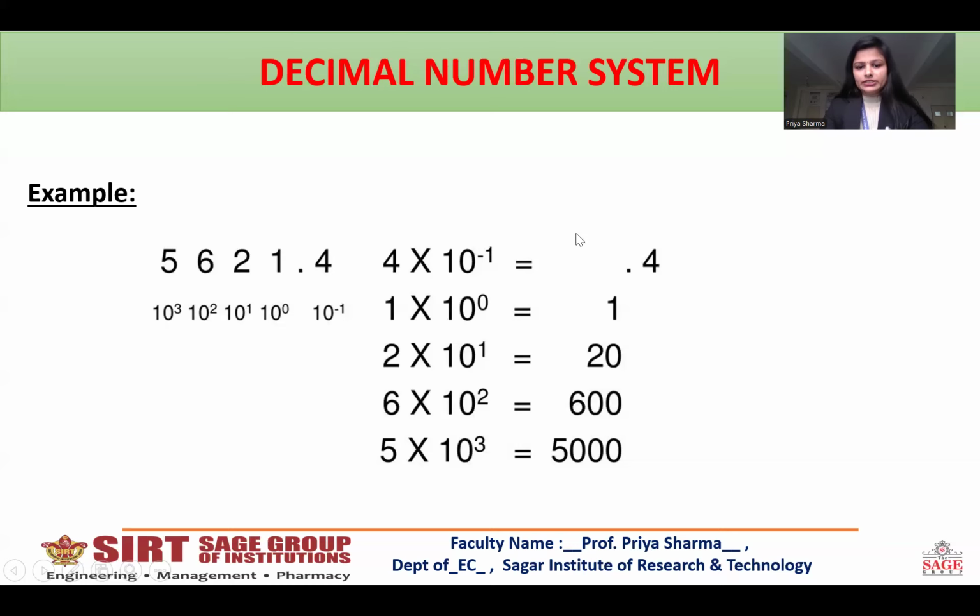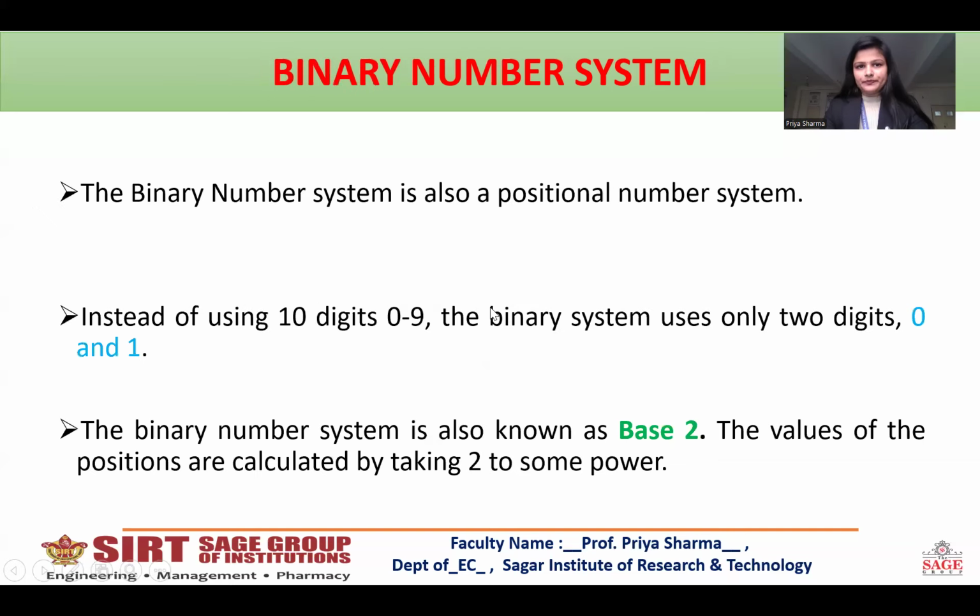So after this conversion, we will get 4 into 10 to the power minus 1 is 0.4, 1 into 10 to the power 0 is 1, 2 into 10 to the power 1 is 20, and so on. So this is how the decimal number system is calculated.